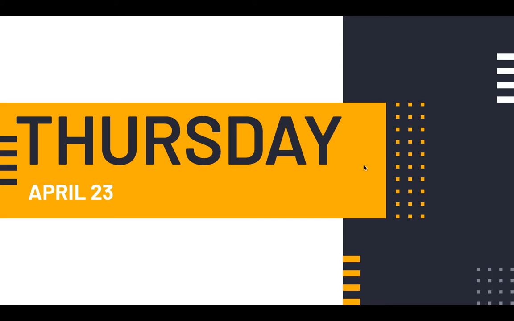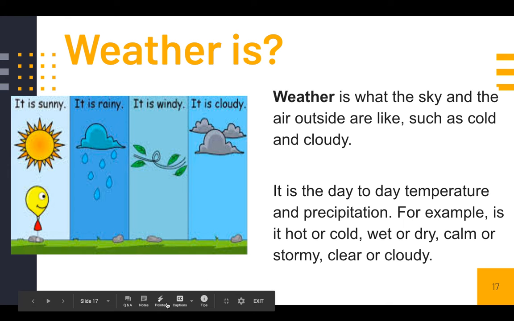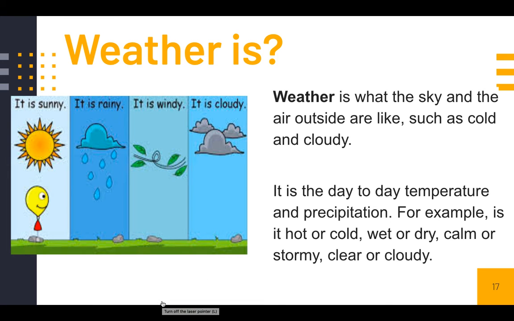And remember, this week we are learning about weather. So, again, what is weather? Weather is what we see in the sky and how it feels outside, such as it's cold or cloudy. And remember, we've talked about the different types of weather that we see. For example, it can be hot or cold, wet or dry, calm or stormy, or clear or cloudy.